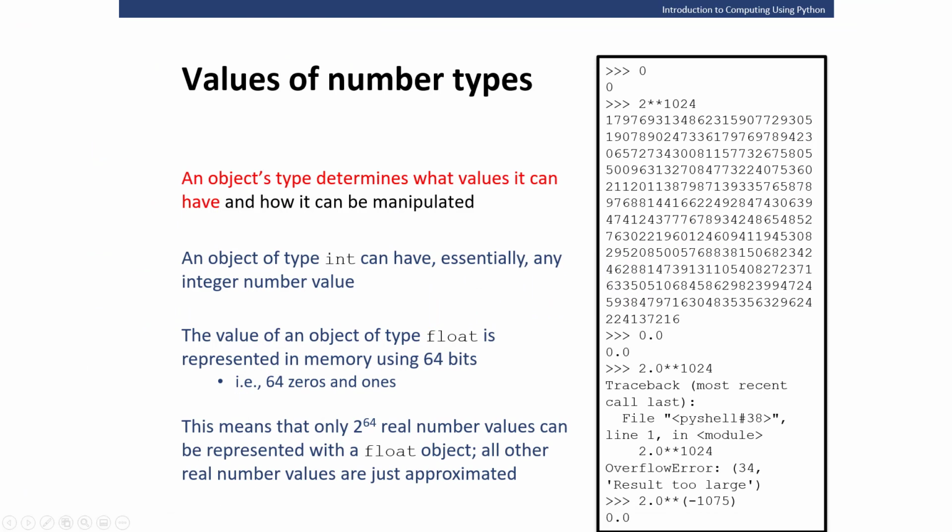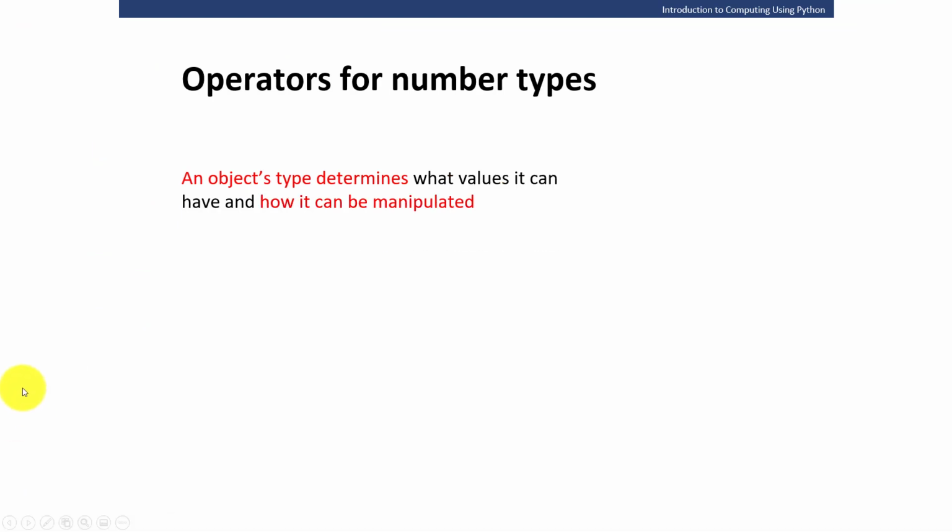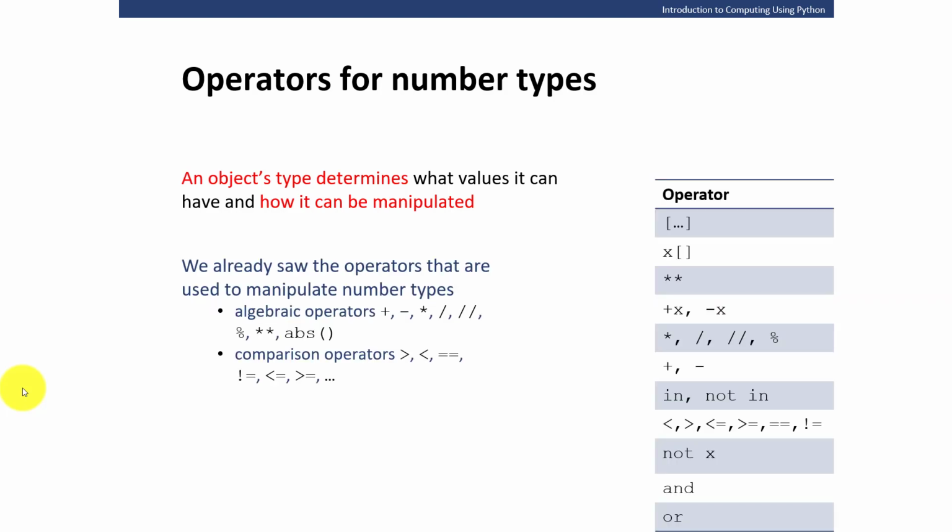Okay, so I would like again to emphasize that object types determine what value it can have and how it can be manipulated. This is like a special feature of Python. You will not see that in Java. You will not see that in any other high-level language. Just in Python, the value of the object determines the type of the object, which determines the class of that object.